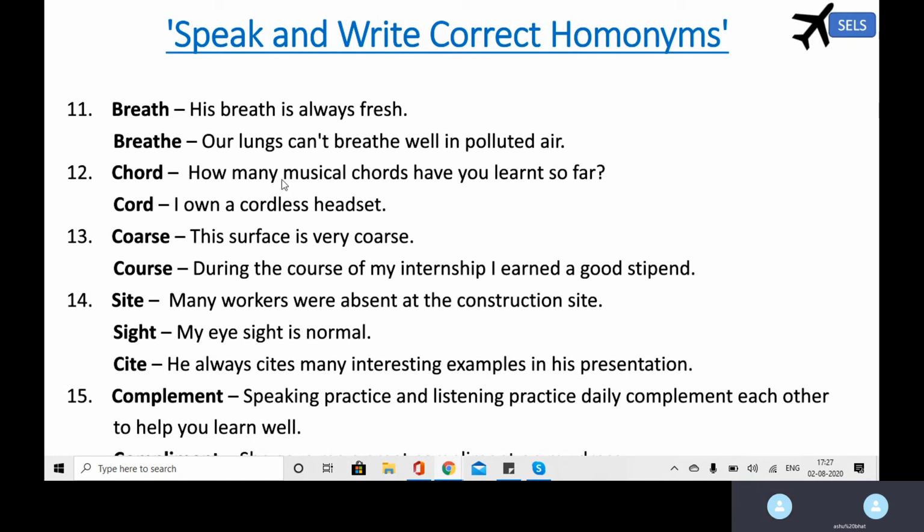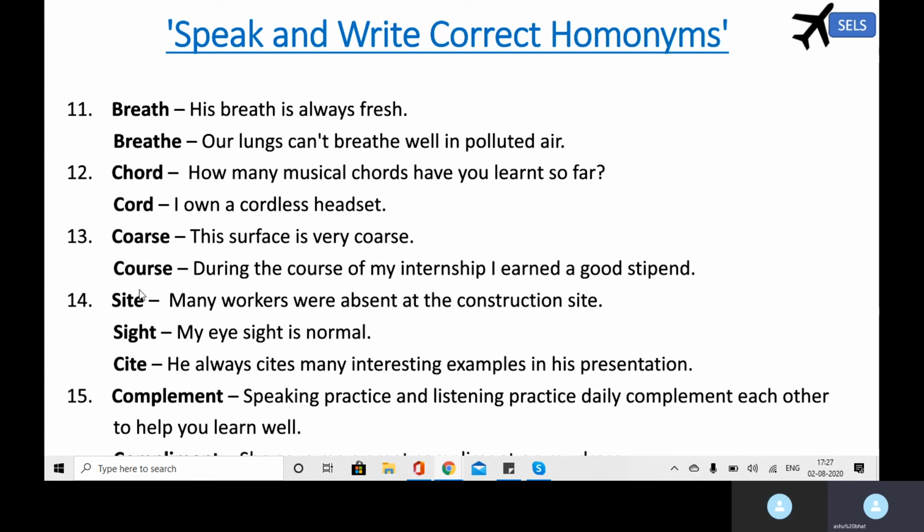Now, cord, one cord is a musical chord, okay? Another cord is a wire. You have a cordless phone, a cordless headset. One coarse is very rough. Another course is the journey. During the journey of my internship, during the course of my internship, I earned a good stipend.